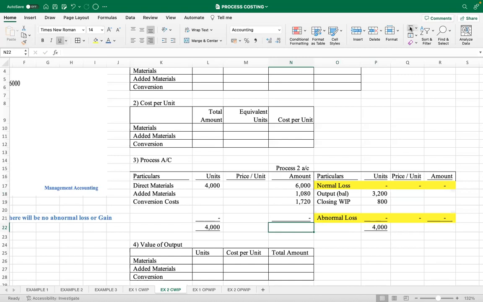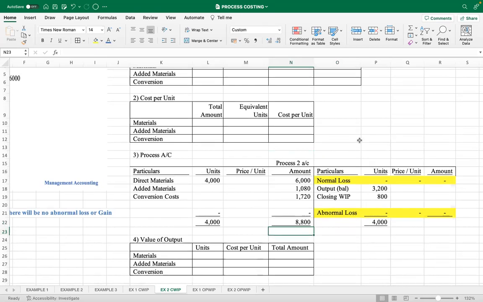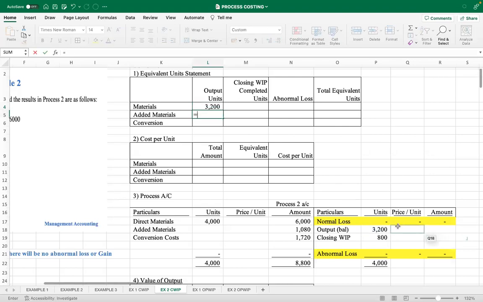If there is no normal loss, there is no abnormal loss or gain. I hope I'm clear there. Now let's go and find output units. Output, we said it is always 100%. So you take that times 100%. Output will always be 100%.